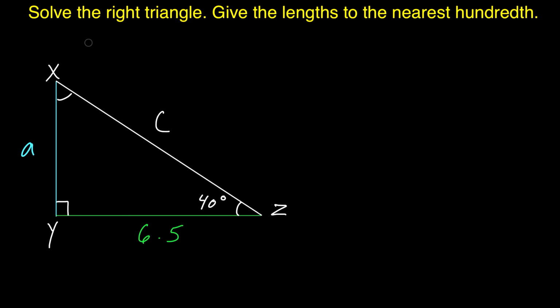We are told to solve the right triangle. Give the lengths to the nearest hundredth. So when they ask us to solve the right triangle, they're asking for side length A, side length C, and missing angle X over here.